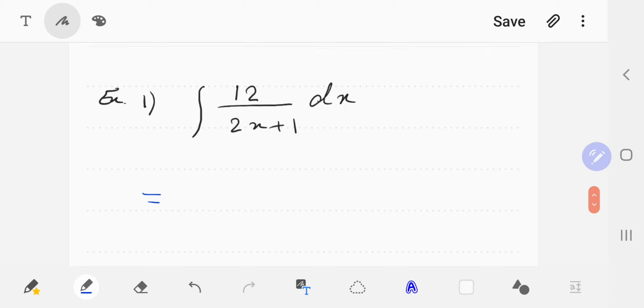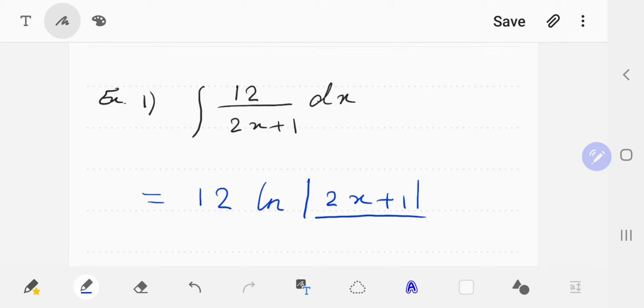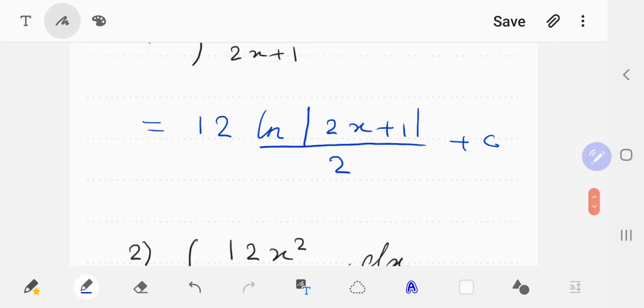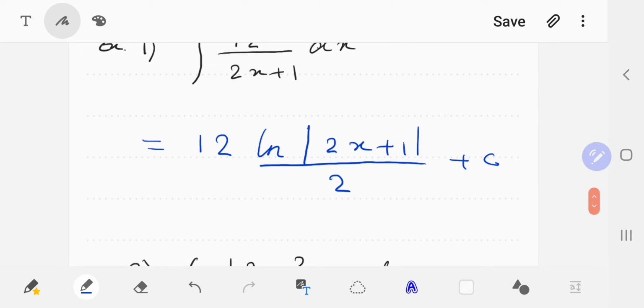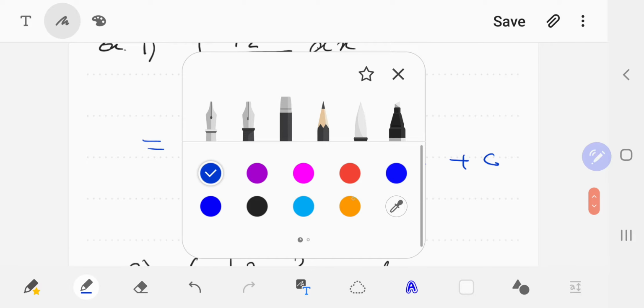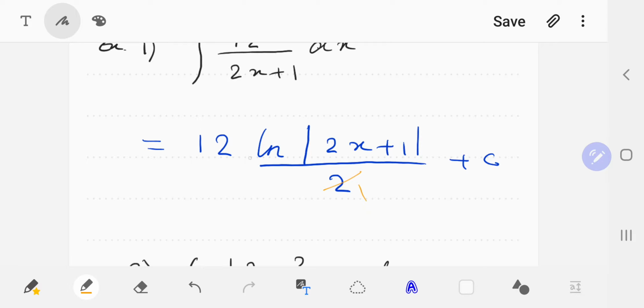12 here is a constant that can be taken out, so this will be immediately 12 outside the integration. And integration of 1 over 2x plus 1, that's linear, so immediately ln absolute value of the denominator, always divided by the coefficient of x, plus c, and that's it. Simple and direct. Of course, 12 and 2 can be simplified: by 2, that's 1, by 2, that's 6.